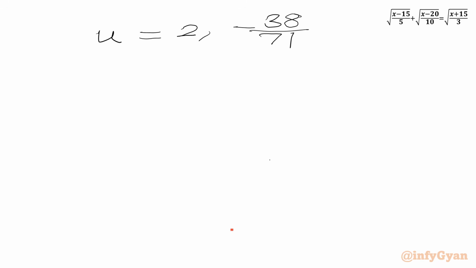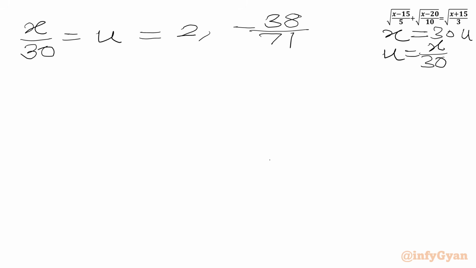Now u was our substitution, x equal to 30u. Let me write here. So I can write u equal to x over 30. Now we have to multiply by 30 both sides. We will get x equal to 2 times 30 and minus 38 over 71 times 30.